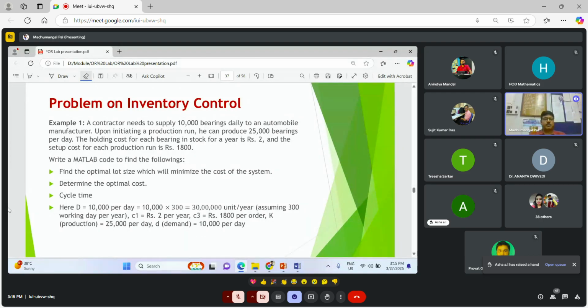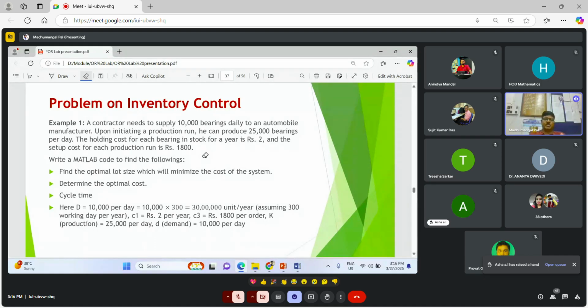Here we have considered a very simple problem. Say that a contractor needs to supply 10,000 bearings daily to an automobile manufacturer. Upon initiating a production run, he can produce 25,000 bearings per day. The holding cost for each bearing in stock for a year is rupees 2, and the setup cost for each production run is 18,000. So these are some of the parameters.